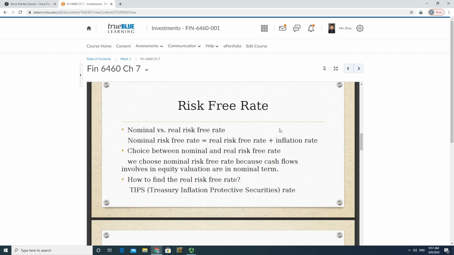So how to find the real risk-free rate? Well, real risk-free rate can be found in TIPS, Treasury Inflation Protected Securities. And this is the only U.S. Treasury security that fixes the inflation rate risk, because TIPS will adjust its principal payments and interest payments based on the extent of inflation. If the inflation rate is high, they will pay higher interest and higher principal. So essentially, TIPS are securities that are free of inflation risk. Therefore, the TIPS rates reflect the so-called real risk-free rate.